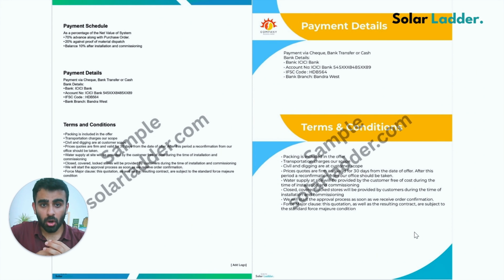The next page we'll talk about is the terms and conditions page. This is where you mention the payment terms, your bank details, and all the terms and conditions that you have for this particular customer. This can also include scope of work, both yours and also the customer's scope of work. This is very important. Be as clear as possible, because this reduces misunderstandings and arguments later on.